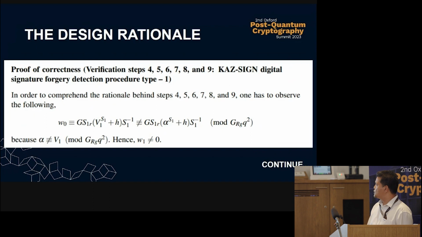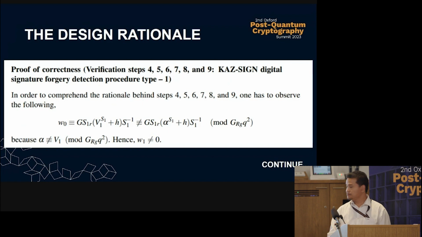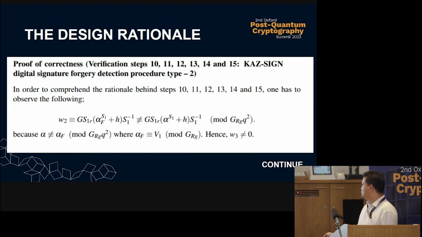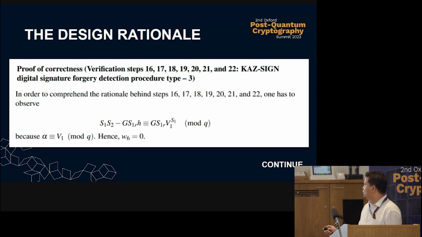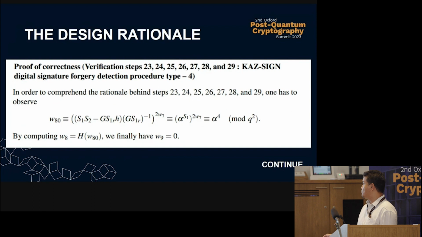Okay, as for type 1, if you have a valid signature, you will not get W1 equals to 0. So it means that a valid signature will not be rejected. As for type 2, you will get W3 is not equal to 0. Hence, a valid signature will not be rejected. The following procedure, type 3, you will get a valid signature to be equal to 0. Hence, it will not be rejected. As for type 4, you have W9 equals to 0. Hence, a valid signature will not be rejected.